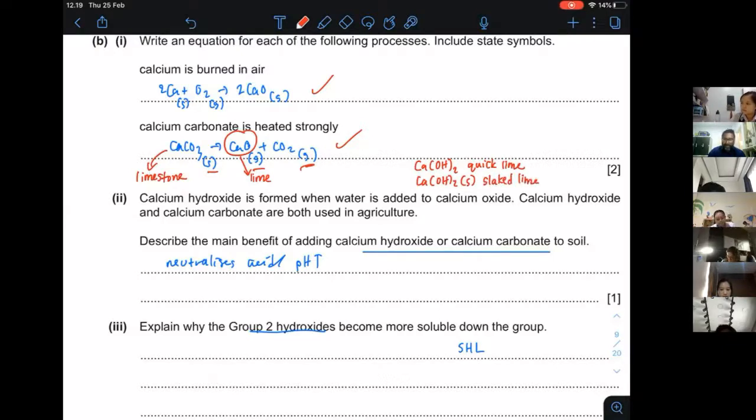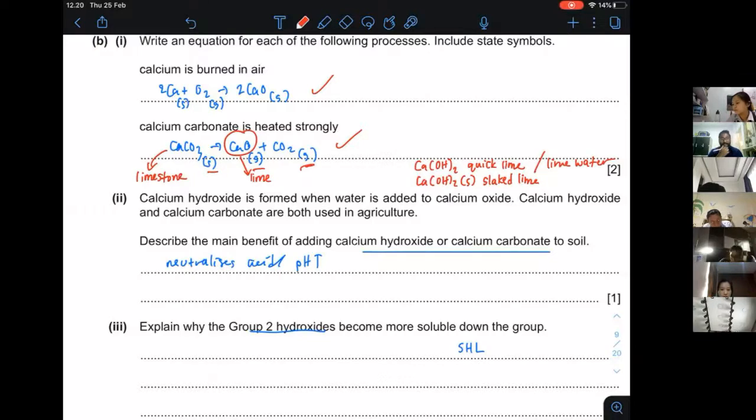Okay, but quicklime, do remember, quicklime is also known as lime water when we use it to test for carbon dioxide. So please remember these terms.